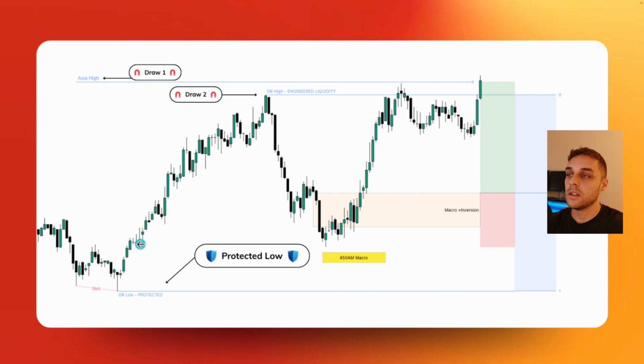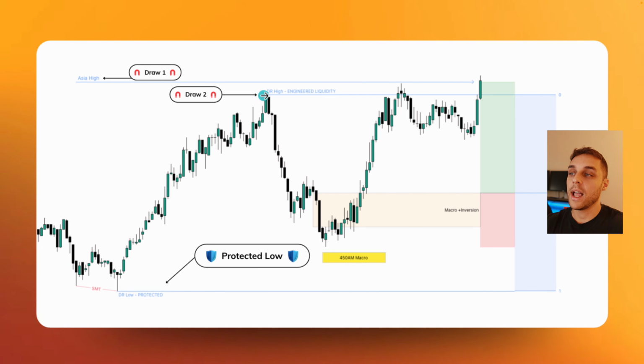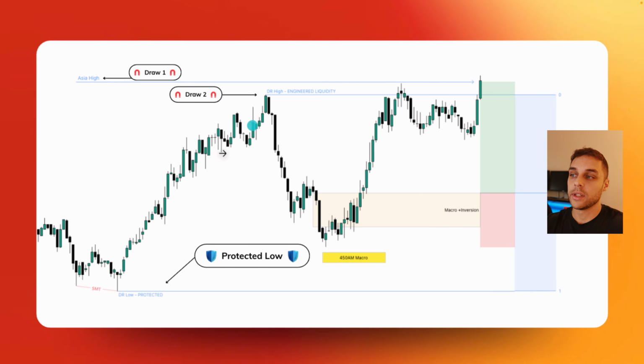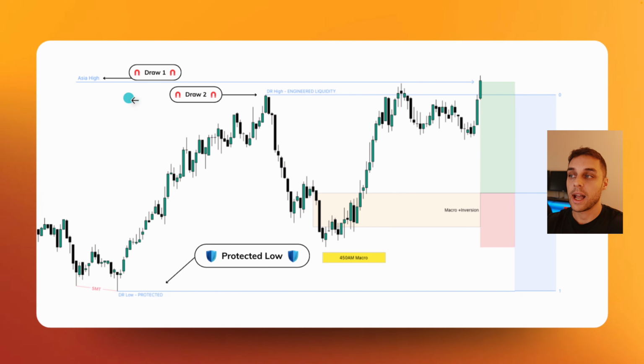So if that's a dealing range low and price is continuing higher, you're looking at this high and saying, okay, well, why is this our engineered liquidity? Why is this a draw? Well, yes, the trend's been bullish, but what is that falling short of? Asia high. So another session high. Okay. And when we see that dealing range high fall short of a session high, that is our secondary draw on liquidity, which is such a strong depiction of what our bias should be.